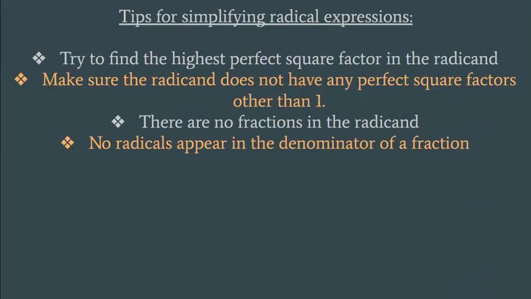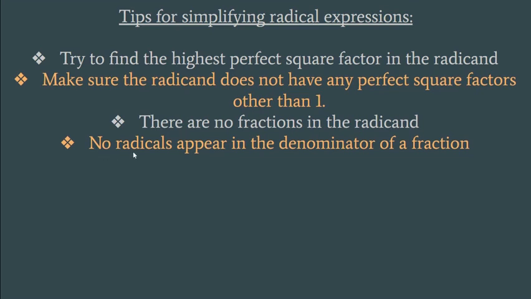Okay? So tips for simplifying radicals. Try to find the highest perfect square factor in the radicand if possible. It will work if you don't use the highest perfect square, but it's a longer process and you might have room for error, maybe not taking that radicand number down to the lowest value possible. Make sure the radicand does not have any perfect square factors other than the value of 1. Make sure there are no fractions in the radicand. Okay, you always have to simplify the radicand so there's no fractions.